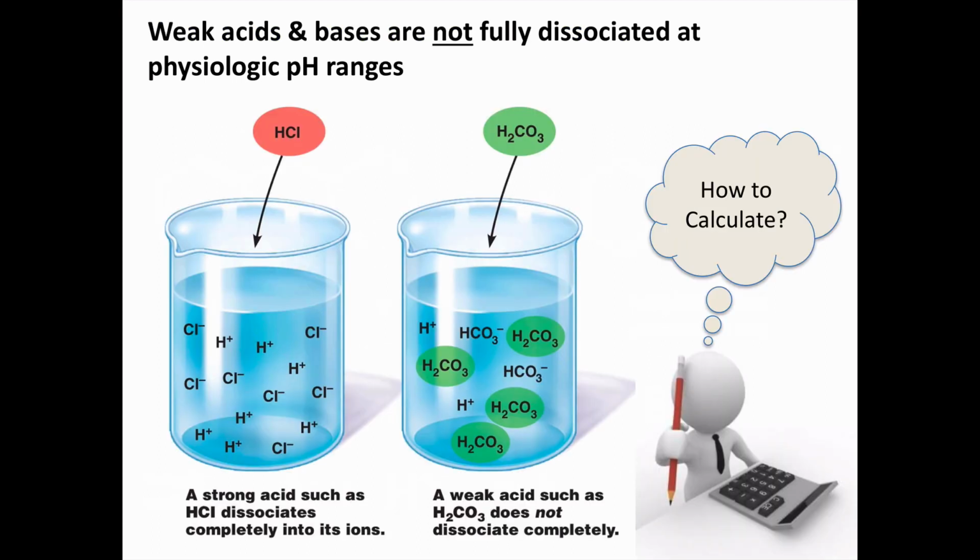The thing that makes a weak acid or base weak is that it will not be fully dissociated at physiologic pH ranges. A strong acid like HCl, hydrochloric acid, will completely dissociate into H+ and Cl- ions when added to water, whereas a weak acid like carbonic acid, H2CO3, will partially dissociate such that the resultant solution at equilibrium will contain H2CO3 and HCO3- and H+ ions. And it's the ratio between the amount of H2CO3 and HCO3- that's interesting and is something that we should be able to calculate.